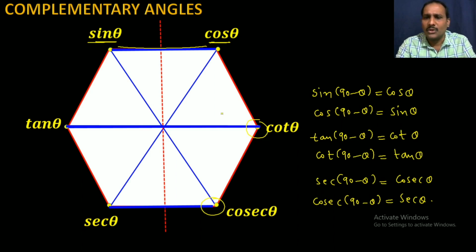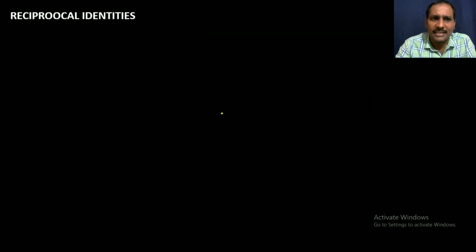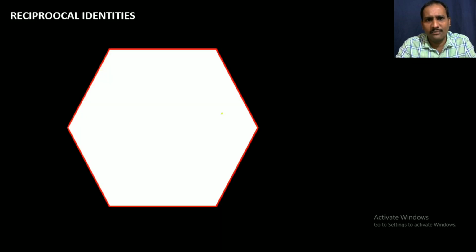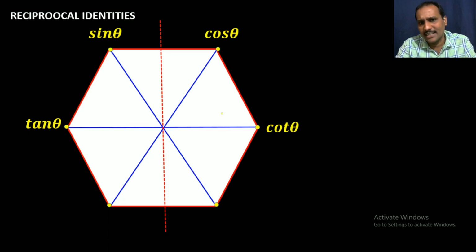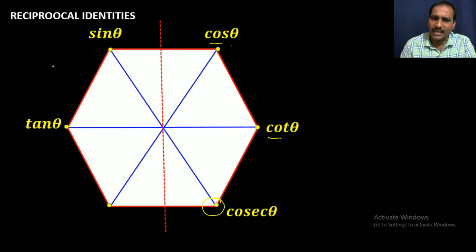Now we will go to the next set of formulae, that is reciprocal identities. So again for this, take a hexagon, 6 vertices, draw the diagonals, draw the vertical line, and start with tan theta. After tan theta is equal to sin theta by cos theta, and opposite to tan you have to write cot theta, and right side you should have only the trigonometric ratios starting with c. So cos theta, cot theta, the remaining here is cosecant theta. So 5 trigonometric ratios we have inserted at the vertex. The remaining one is here, that is secant theta.